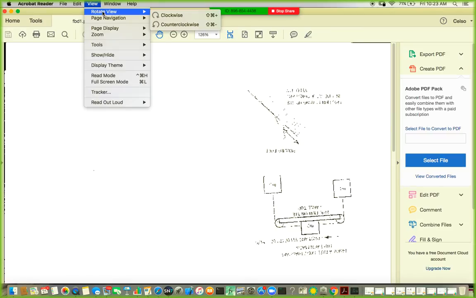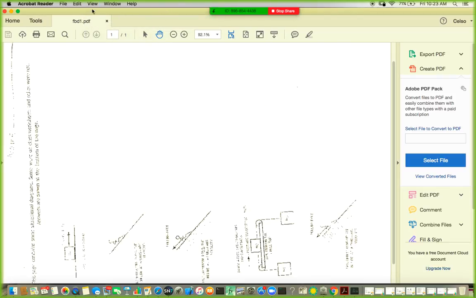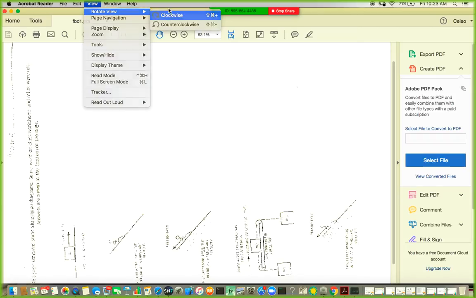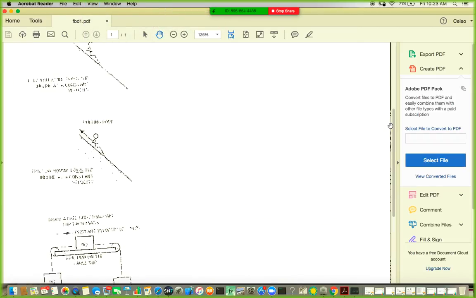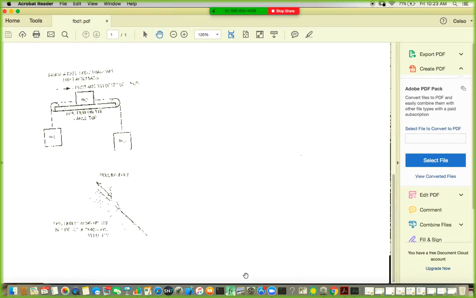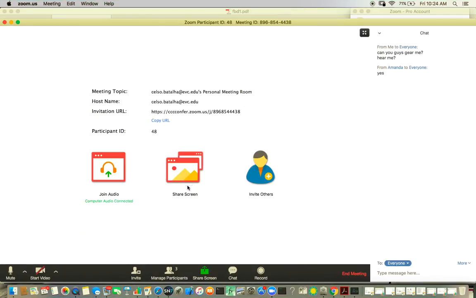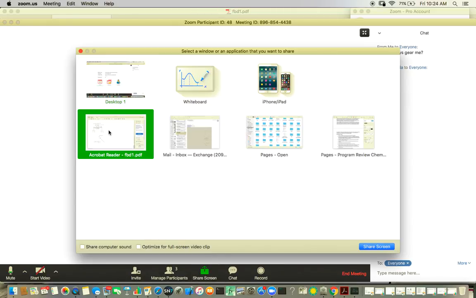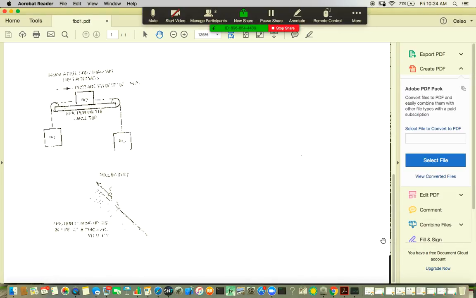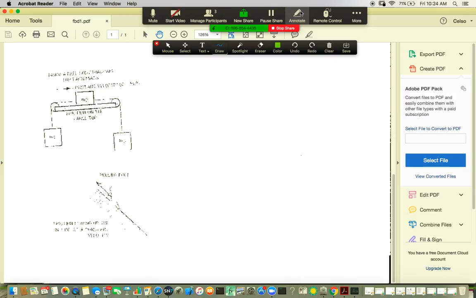View, rotate view, view, rotate view, clockwise, view, clockwise. And then we go down. That's the last one. Go back to the meeting, and share the screen. Annotate. Okay.